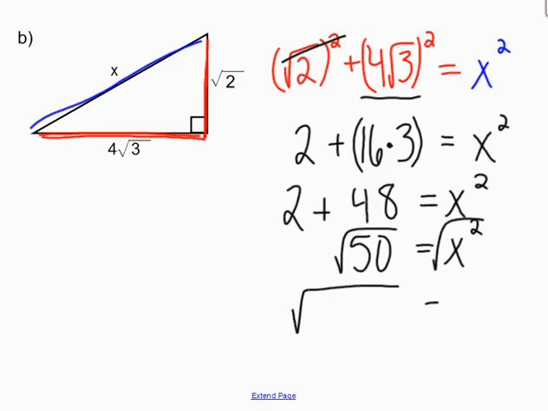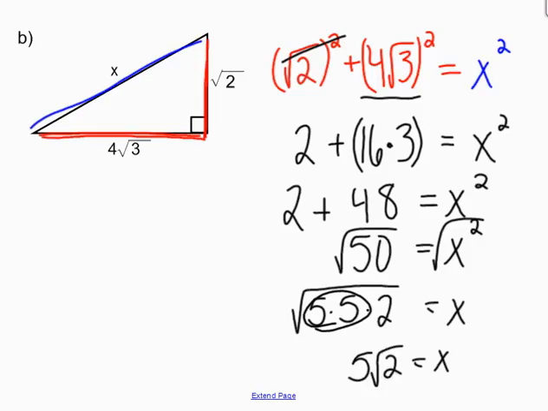So I need to do simplest radical form as usual. So 50 is 5 times 5 times 2. If I break it all the way down, I see a pair of 5s. So 5 radical 2 is my answer for x.